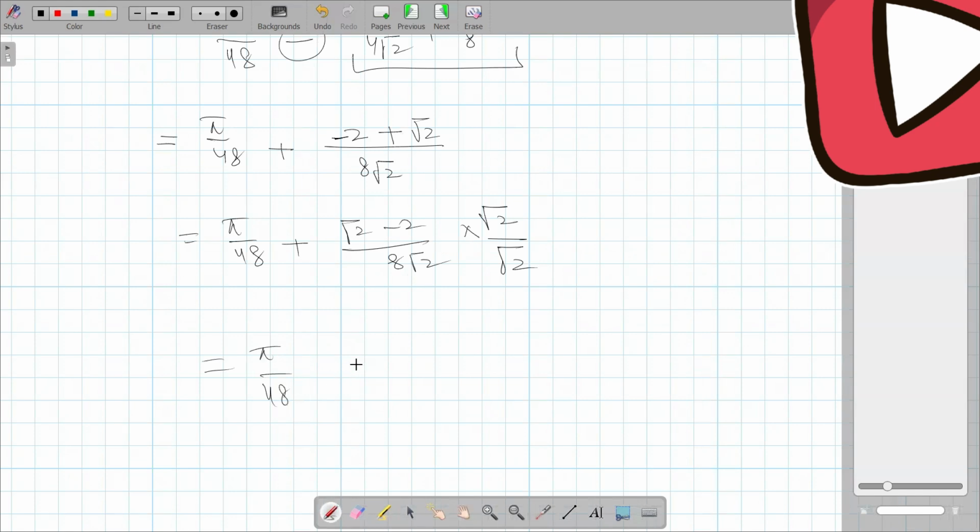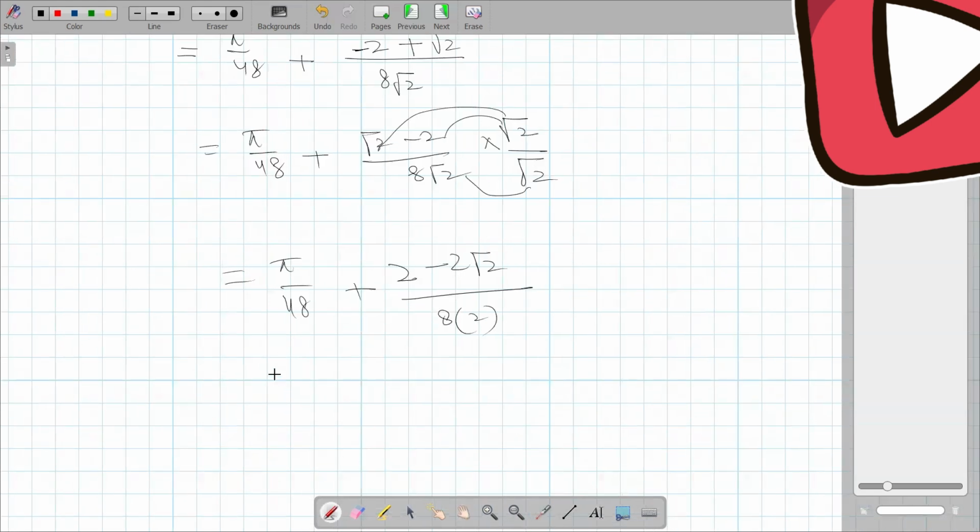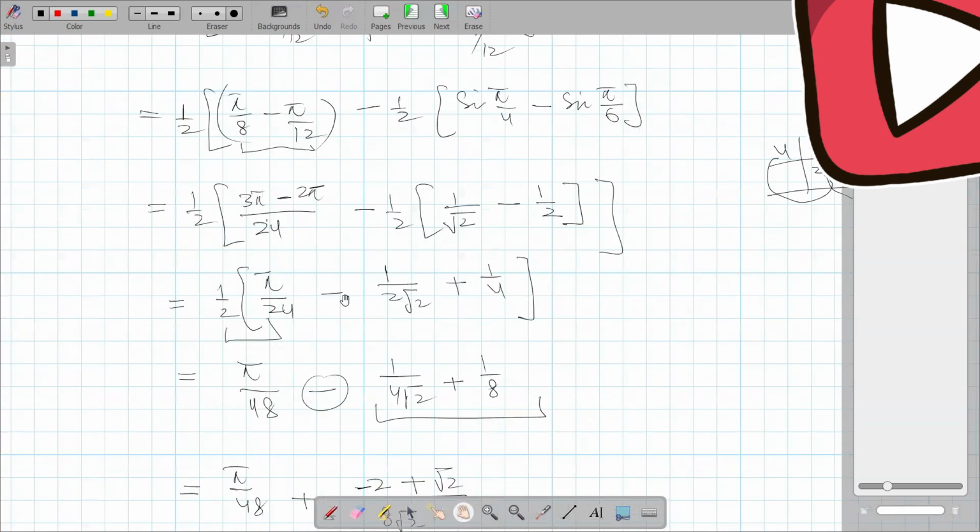Pi by 48 plus square root 2 multiplied by square root 2 will be 2. This will be 2 times square root 2, divided by square root 2 multiplied by square root 2, which will be 8 times 2. And 2 is going to cancel from both numerator and denominator, since 2 is extra in both. So we will get 1 minus square root 2 divided by 8. Is it the right hand side or not? Yeah, that's exactly right: 1 minus square root 2 divided by 8.